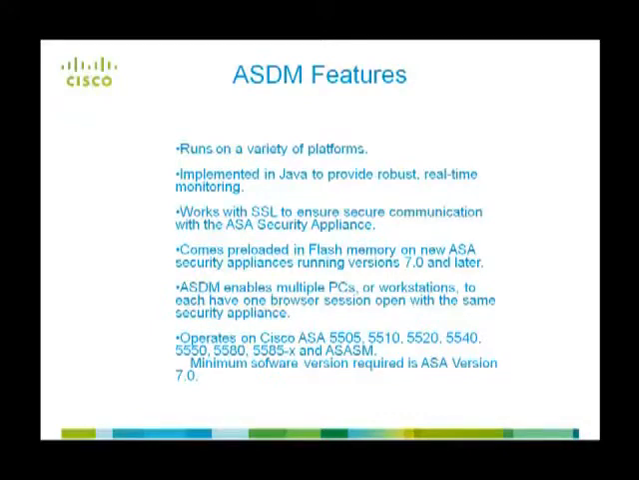Let's look at some of the features of ASDM. ASDM runs on a variety of platforms. It's implemented in Java to provide robust real-time monitoring. It works with the SSL to ensure secure communication with the ASA security appliance. It comes preloaded in flash memory on new ASA appliance running version 7.0 and later. ASDM enables multiple PCs or workstations to each have one browser session open with the same security appliance. It is supported on multiple hardware versions of Cisco ASA. The minimum software version required is ASA version 7.0.